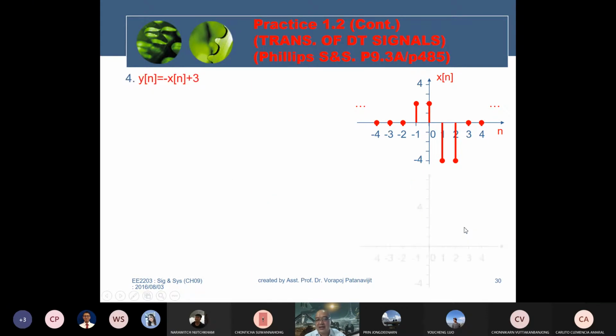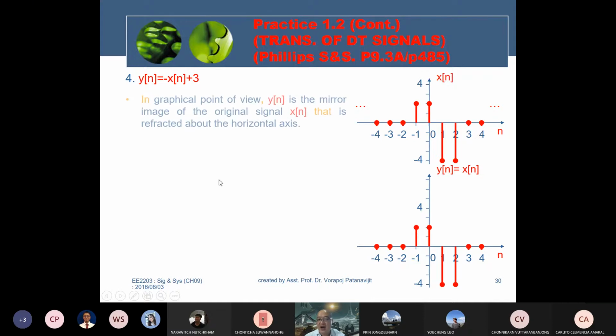Now the next one is y[n] = -x[n] + 3. In this case, the minus represents amplitude reversal, and plus 3 represents amplitude shifting. For this case, you must process the amplitude reversal first.